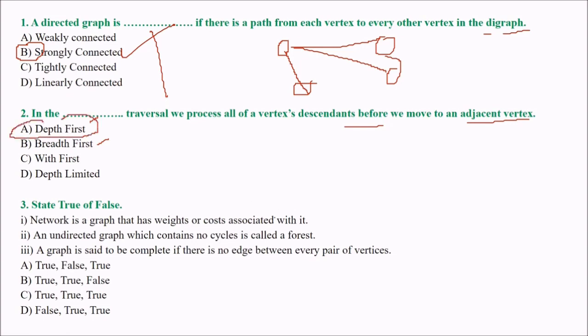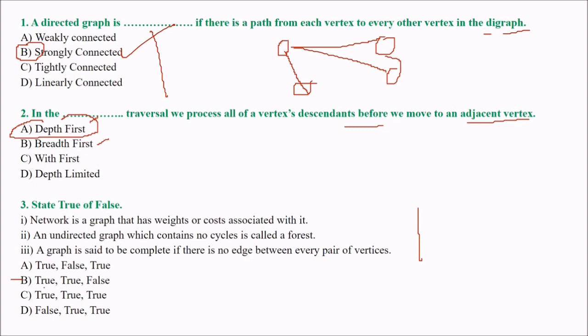Next is state true or false. These are three sentences. You have to tell which is true and which is false from these options, and please read them very carefully and tell me the answer. Let us see what can be the answer. By first glimpse, the answer is seen to be B. So let us see whether this B is correct or not.